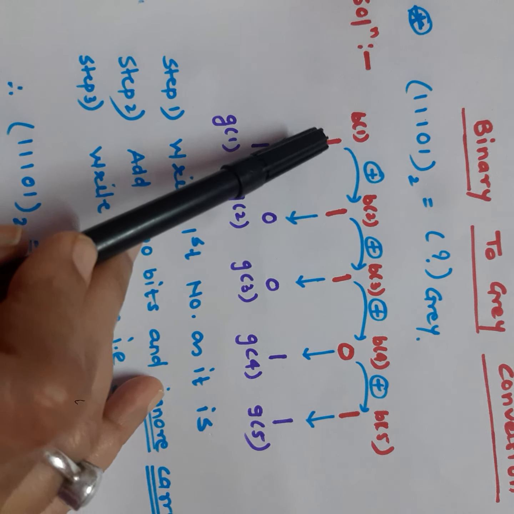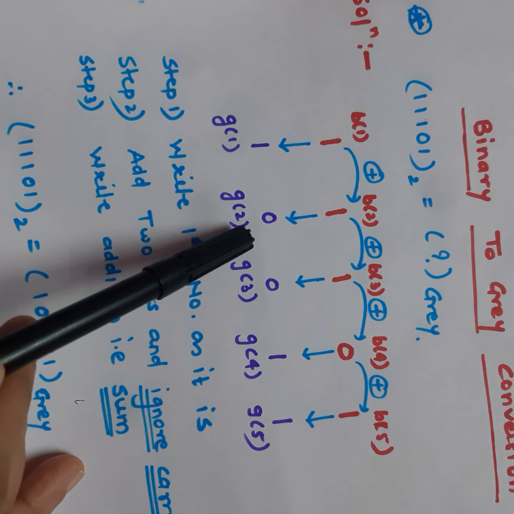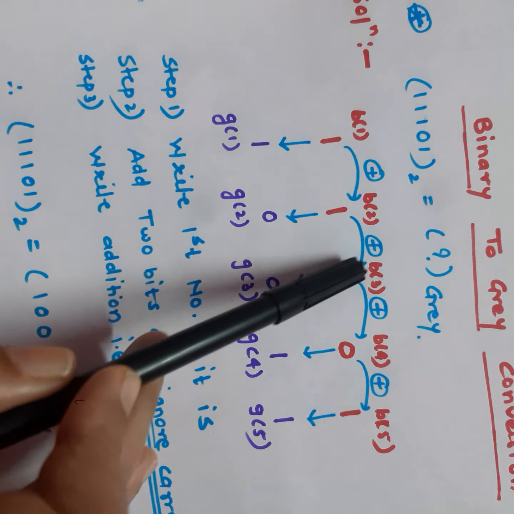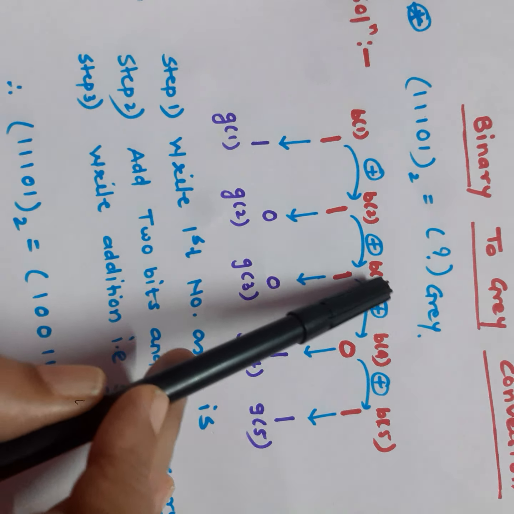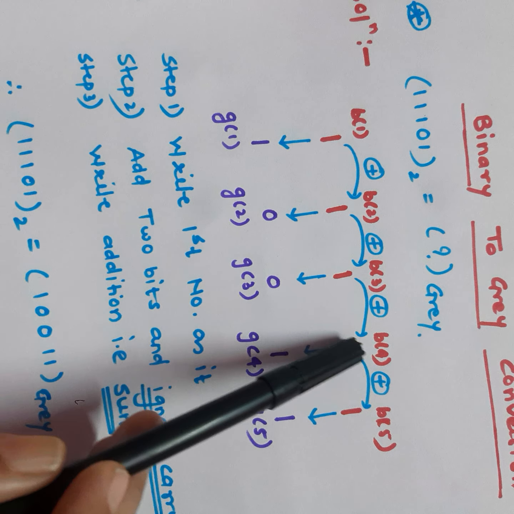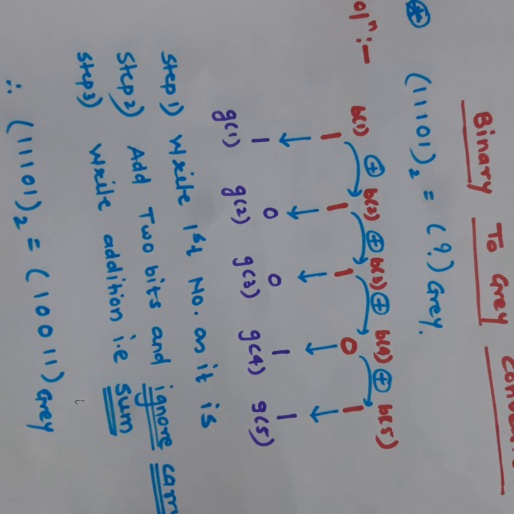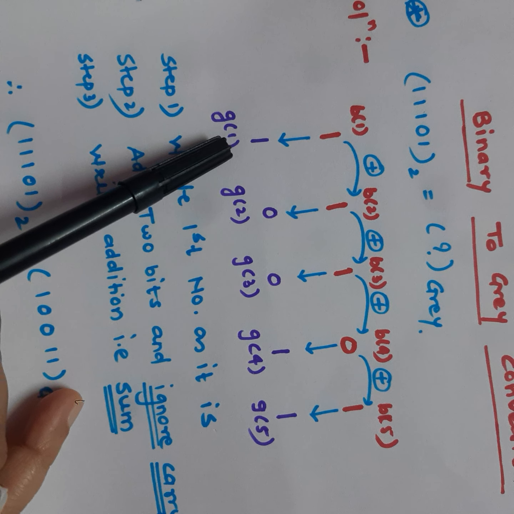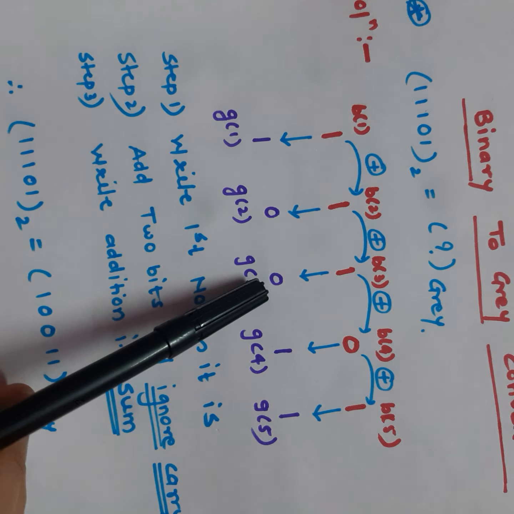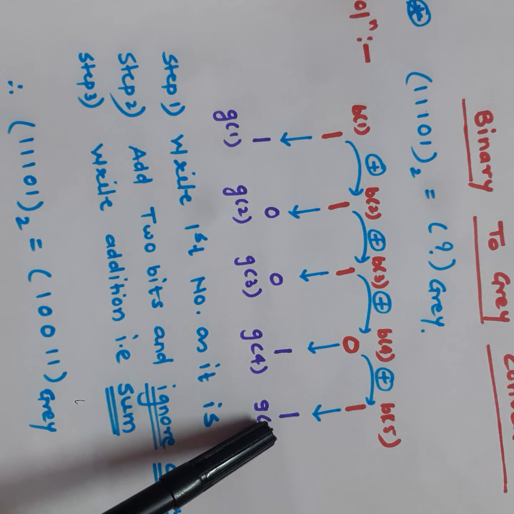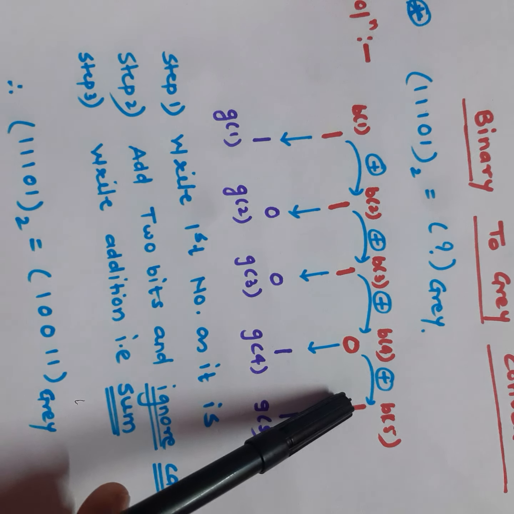Okay, so 1 plus 1 gives the answer 0. Again 1 plus 1 gives 0. Again 1 plus 0 gives 1. 0 plus 1 gives 1. We are neglecting the carry, and we are getting the final answer in gray, that is 10011. This is my gray code for this binary number.